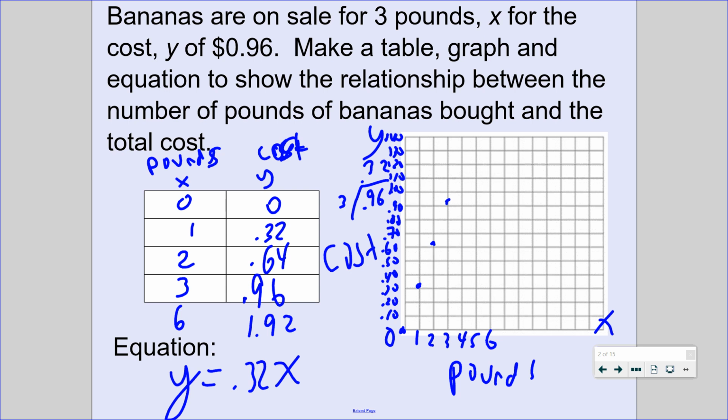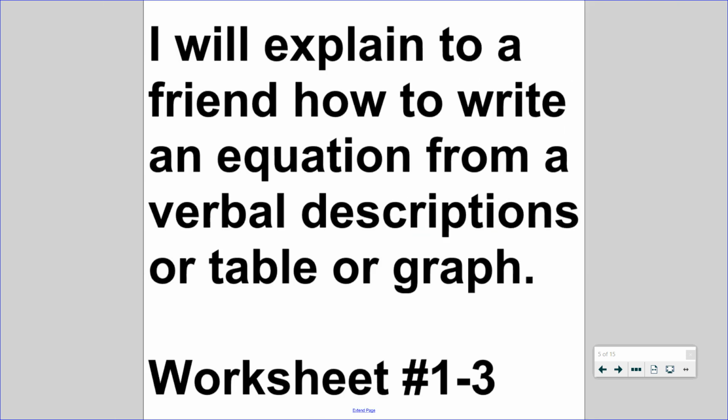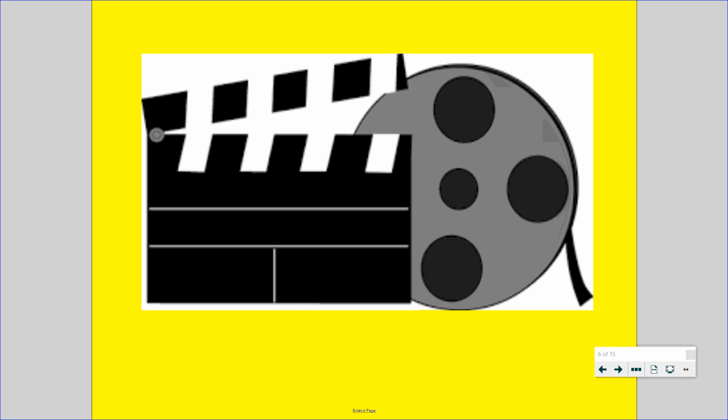So are we going to connect it or not connect it? You are going to connect it. The reason why we're connecting it is because you can buy a fractional part of a pound of bananas. You don't have to buy exactly 1 pound at the grocery store. You might buy 1.5 pounds. And so that is a relationship. All right, let's watch this video.